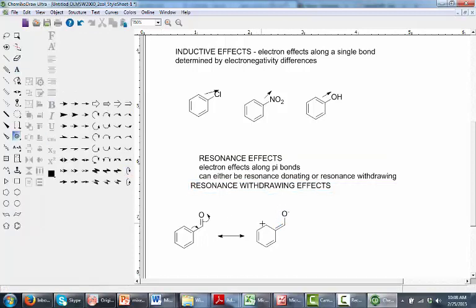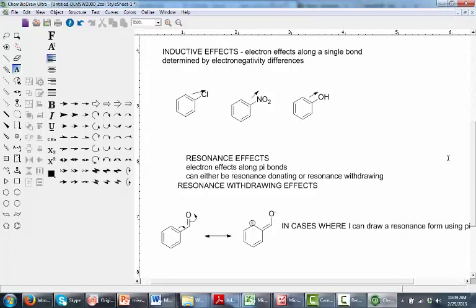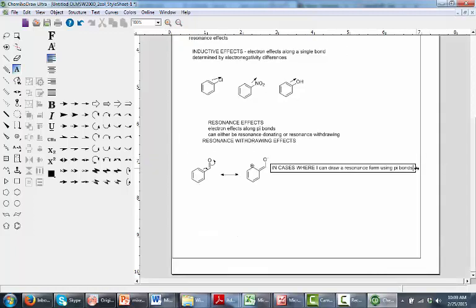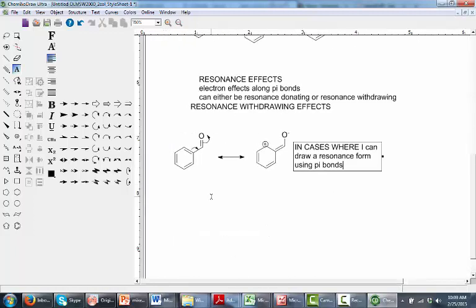And what I've done when I draw a resonance form this way is I've created a positive charge in the aromatic ring, and that's withdrawing by certainly inductive effects for this carbonyl because this oxygen is electronegative, but also resonance effects. So I can withdraw electron density along a pi bond in cases where I can draw a resonance form using pi bond migration to put a positive charge on the benzene ring, that's now resonance withdrawing.